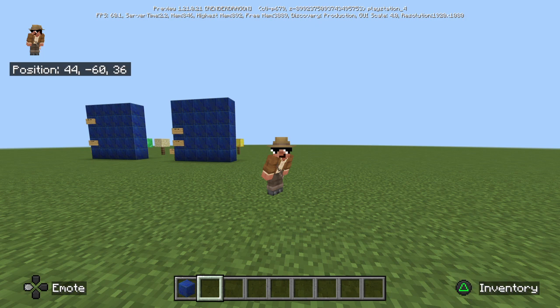Part 4 and 5 will be eclipses and moon phases, since those are harder to demonstrate in Minecraft.